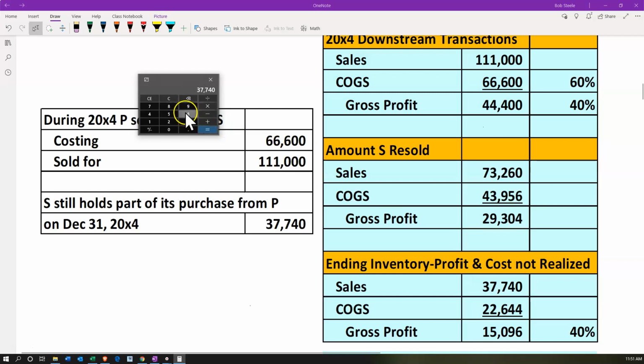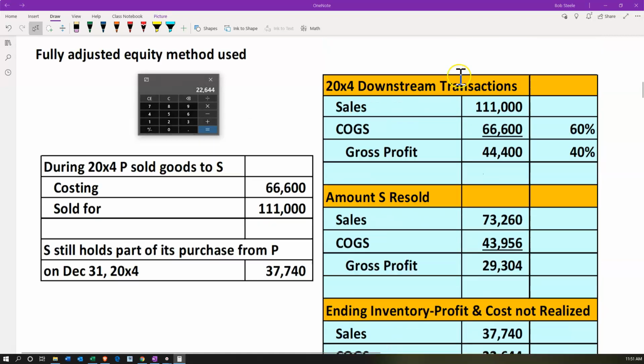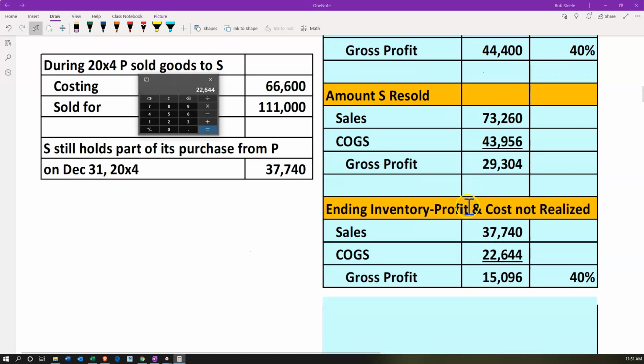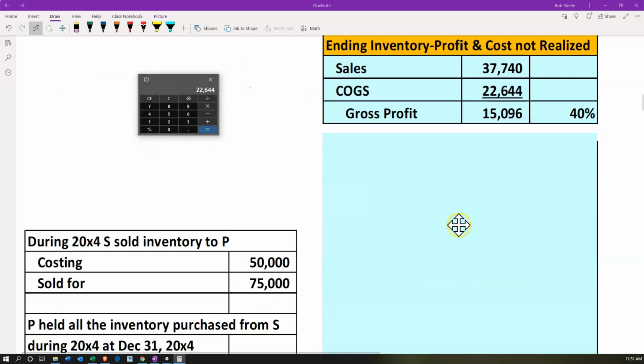The cost of goods sold, I can multiply that times the cost of goods sold percent of 0.6, and that's going to give us the 22,644. Then subtracting these two out, we get the 15,096. So you can see how that works, right? Here's the amount that was sold, here's the amount they resold, and then here's the difference that's being reflected on the books of S in the form of the ending inventory, in essence.